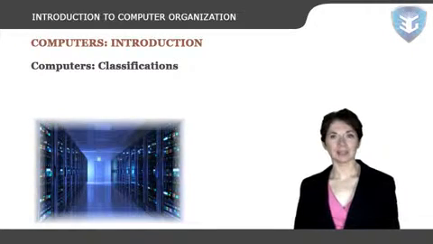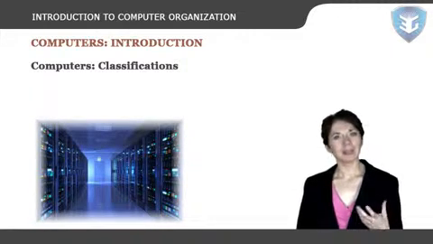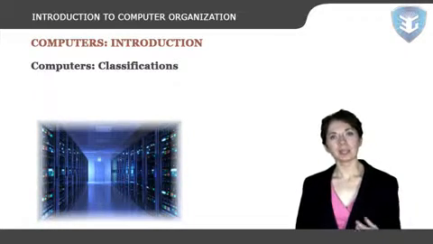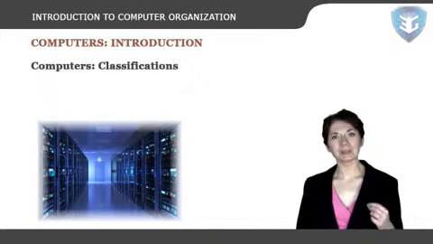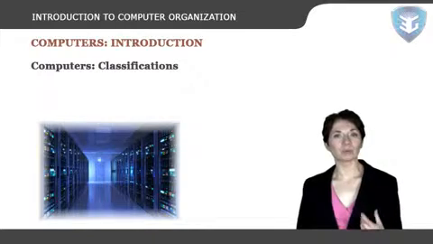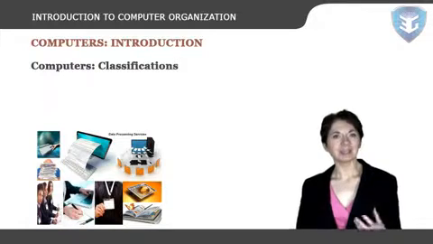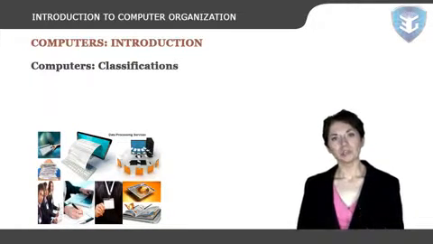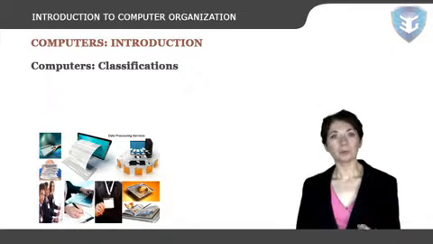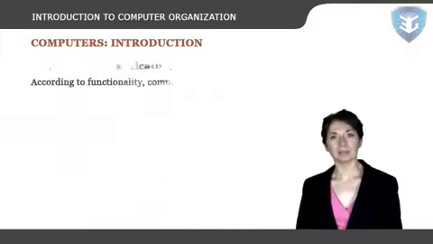Computers, classifications. Computers differ based on their data processing abilities. They are classified according to purpose, data handling, and functionality. Computers are either general purpose or specific purpose. General purpose computers are designed to perform a range of tasks. They have the ability to store numerous programs, but lack in speed and efficiency. Specific purpose computers are designed to handle a specific problem or to perform a specific task. A set of instructions is built into the machine.